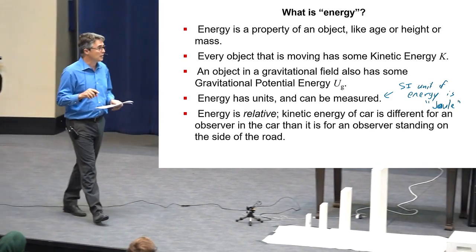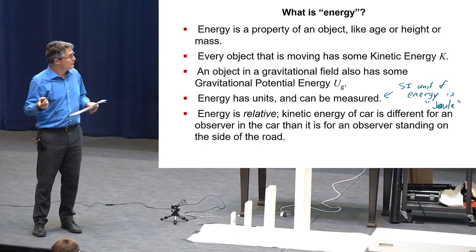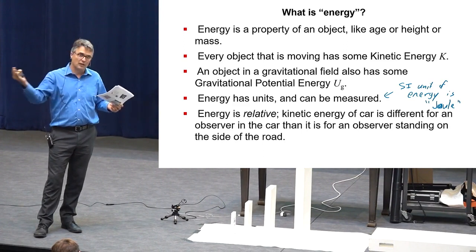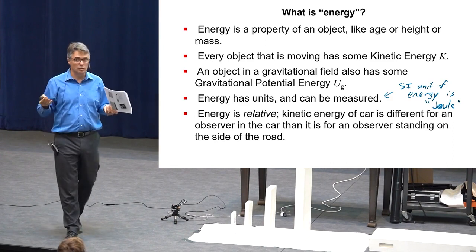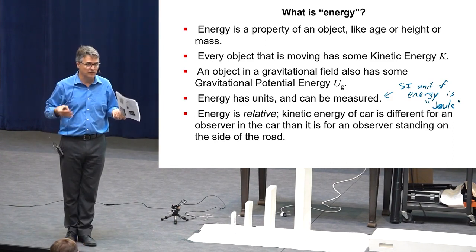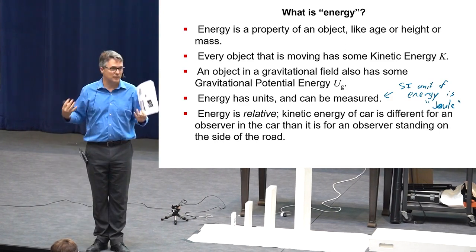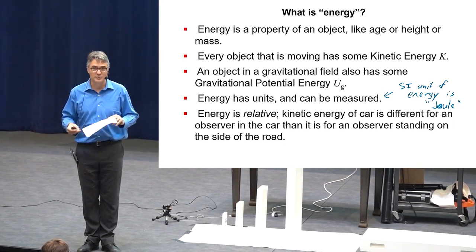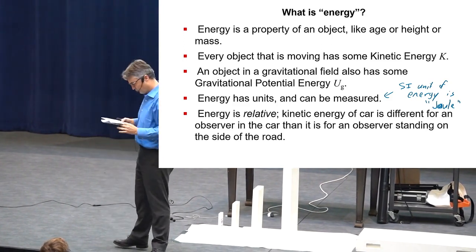Energy has, I guess this is, kilogram meters squared per second squared. It's relative, meaning that the kinetic energy of an object is relative to the observer. So if you're standing and a car goes by you, you would say the kinetic energy of the car is big, 1/2 mv squared. If you're in the car, then relative to you, the kinetic energy of the car is 0, because it's not moving relative to you. You'd say the kinetic energy of that tree coming towards you is high.